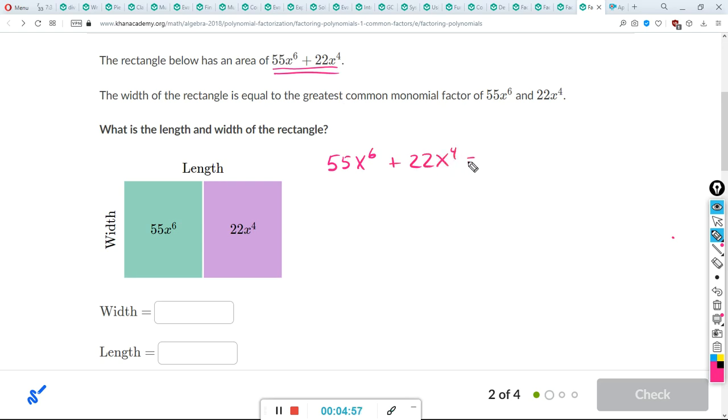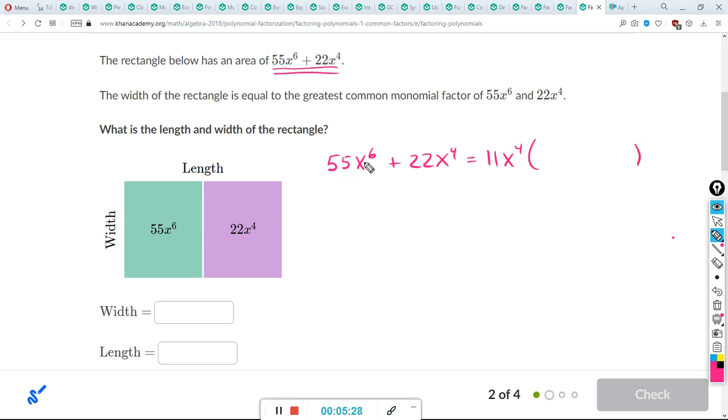So what number is divisible by both 55 and 22? Well, that would be 11. And what is the smaller exponent, x to the 6th or x to the 4th? Well, that would be x to the 4th. And now we can do our parentheses.